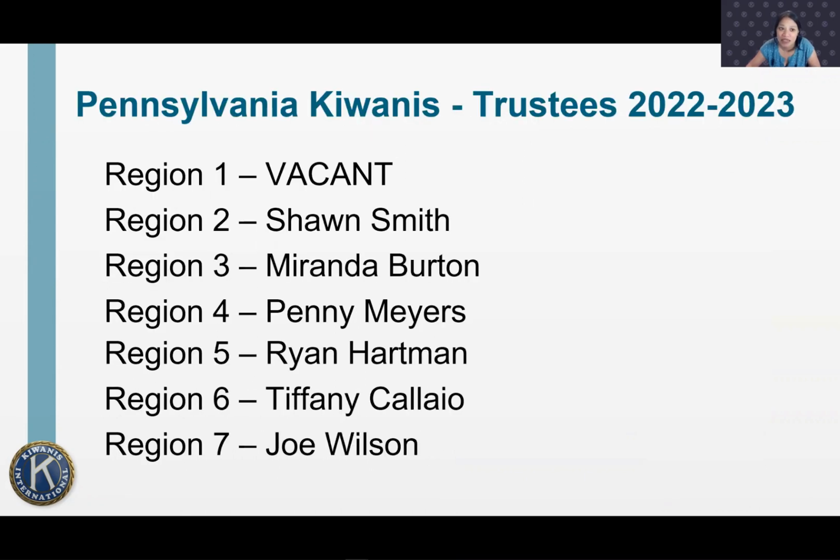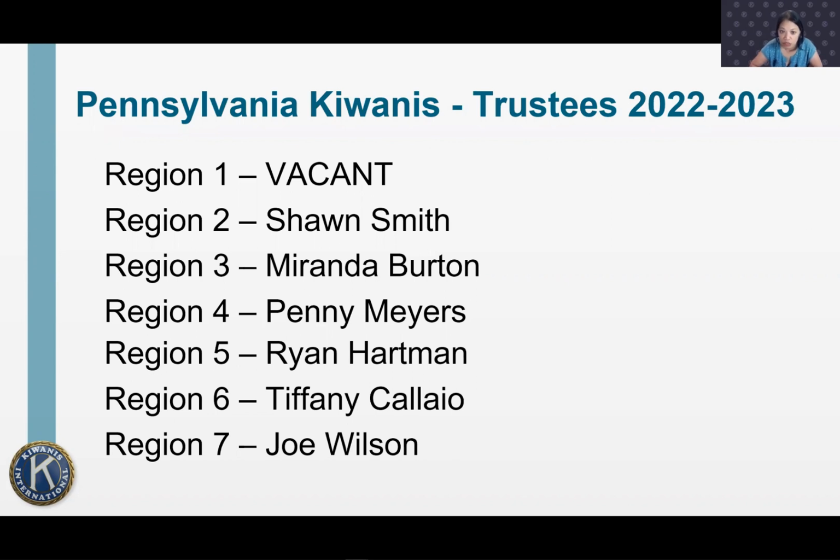Pennsylvania also is a trustee system. We have 7 geographical regions in our district, and we have 7 leaders, what we call district trustees, and they represent who's on the board. Right now, Region 1 is vacant due to a death. Our board member, Tom Bowes, passed away this year, so it's currently vacant.